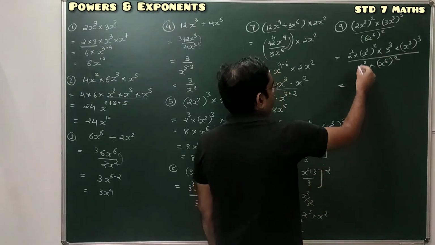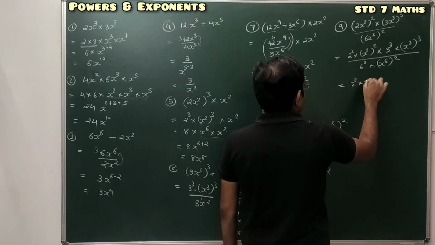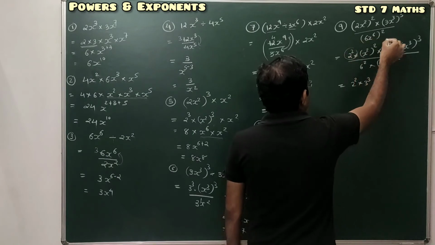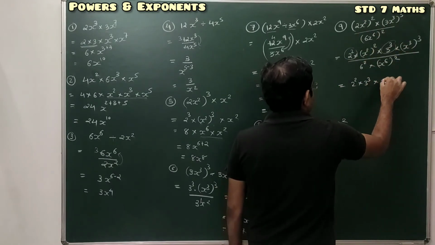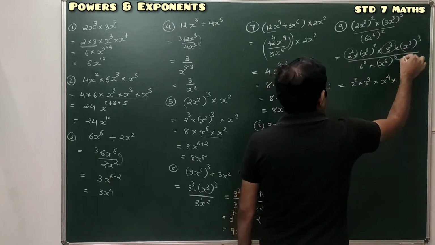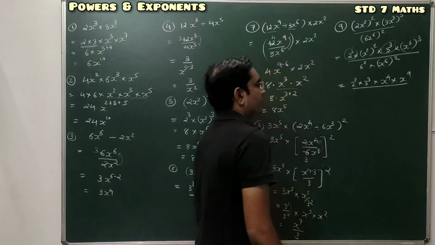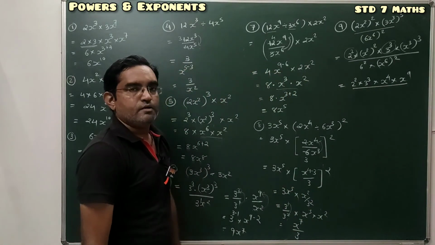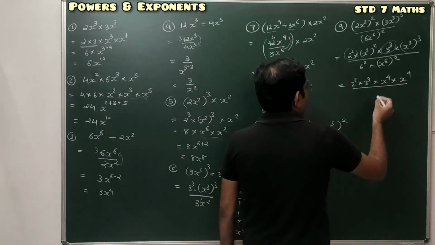So now power of power simplification. This one is 2 square into 3 cube into x raised to 2 into 2. So it's x raised to 4 into x raised to 3 3s are 9. Rearranging the terms. First we are writing the constant term, that means terms with the constant base, and then terms with x as a base.